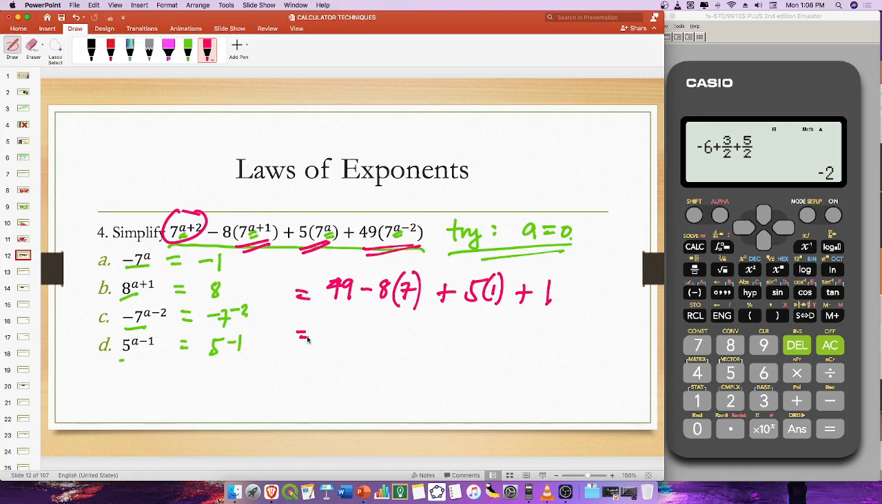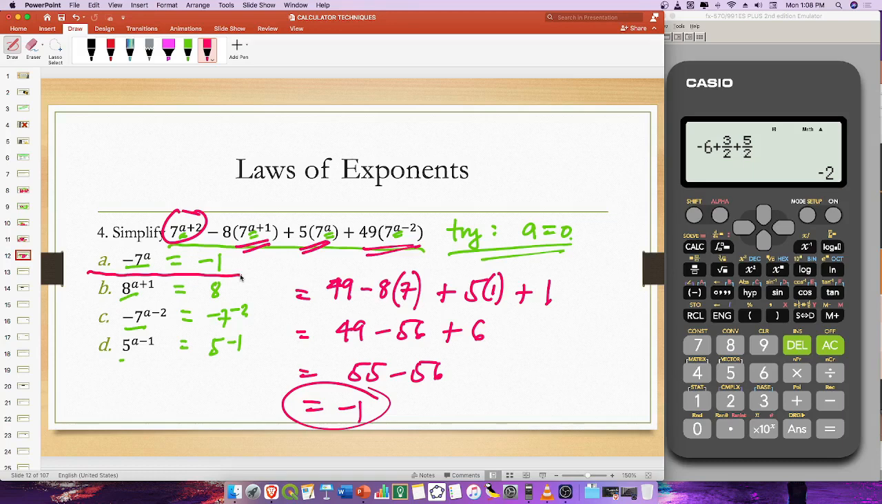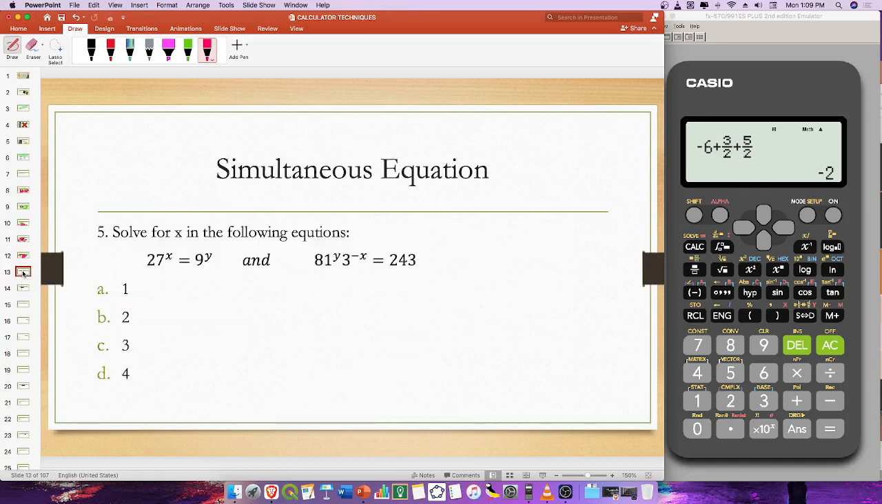So simplifying this one further, this will be 49, this will be 56, this will be 6. Or shall we say this is 55 minus 56, which is equal to negative 1. So looking back at the choices, only one has the answer negative 1, which is choice letter A. So that will be your answer. That's how you solve the problem using the substitution method. It's not that difficult. You can actually substitute a equals 0 and calculate that in your mind.